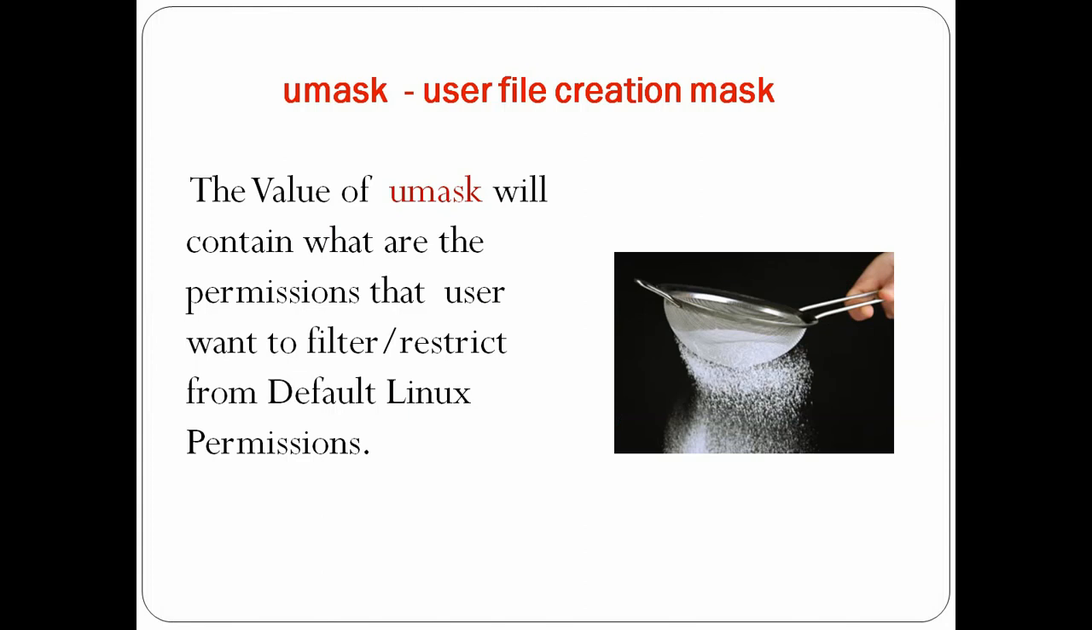Whenever Linux is going to create a file or a folder for you, whatever the default permissions that Linux is going to offer you, from those default permissions, the permissions you want to filter, that preference will be given by the user in the umask command. Basically, umask will contain the filter of permissions. What are the permissions that need to be filtered from the default permissions of Linux?